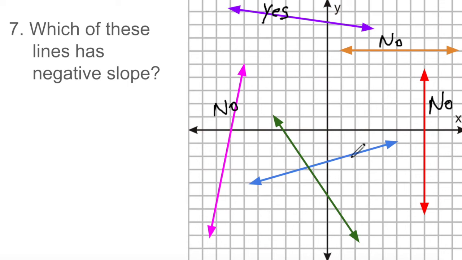How about this blue line? Let's see, that's angled up and to the right. So that is a positive slope, right? Up and to the right is a positive slope. So that's no. And the green line is angled down and to the right, so that one is, yes, negative slope, right? Down and to the right means a negative slope.